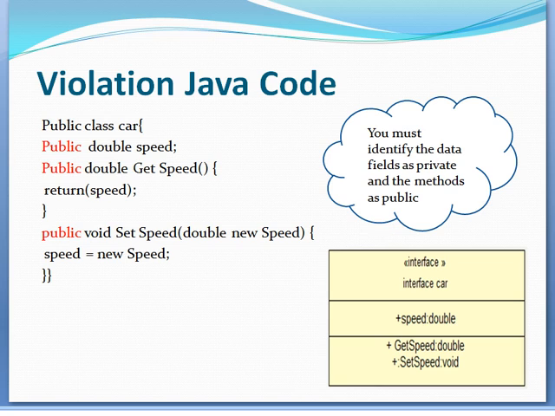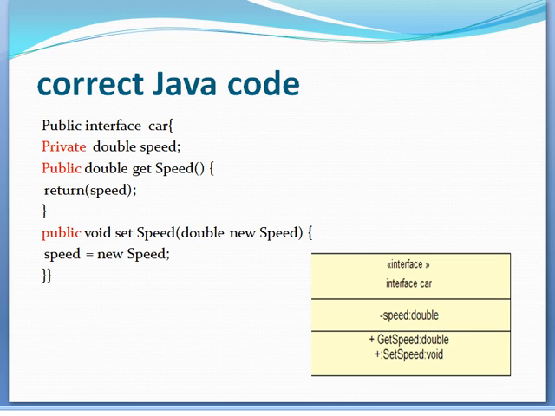to avoid access to the class data. Now we have correct Java code for the principle. Now we convert the data field to private, and we access the private data field through the public setters and getters methods.